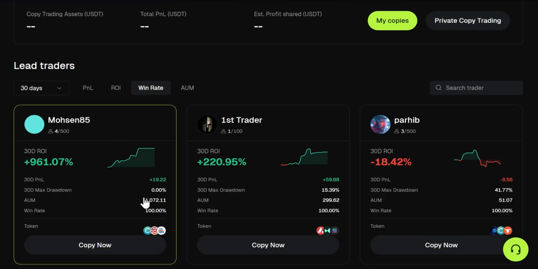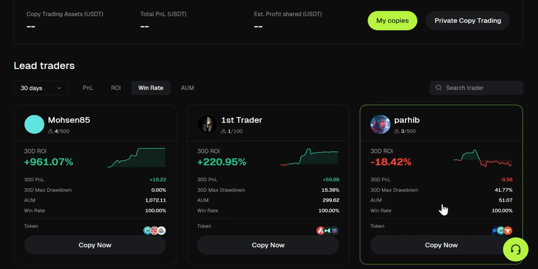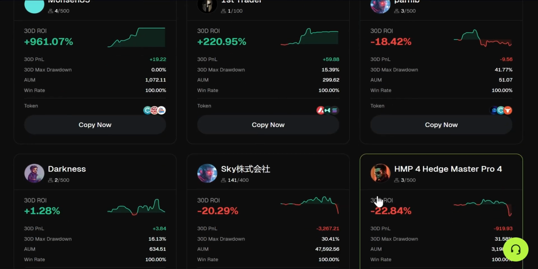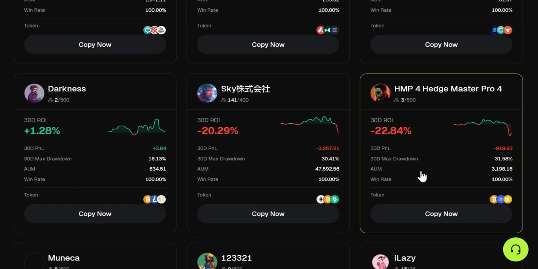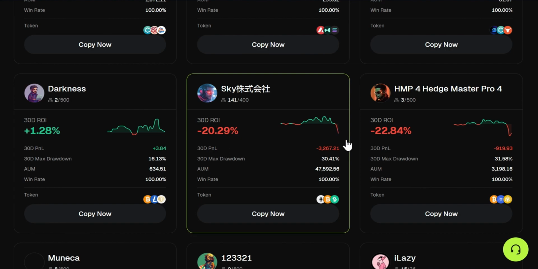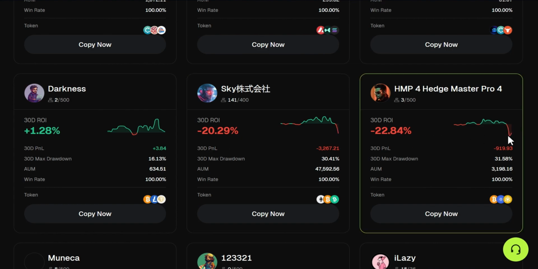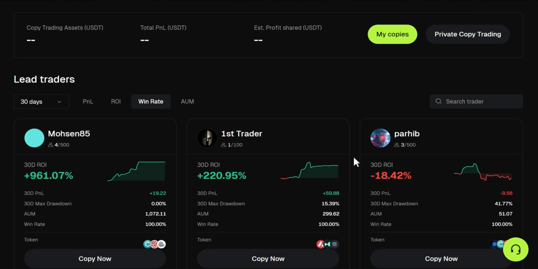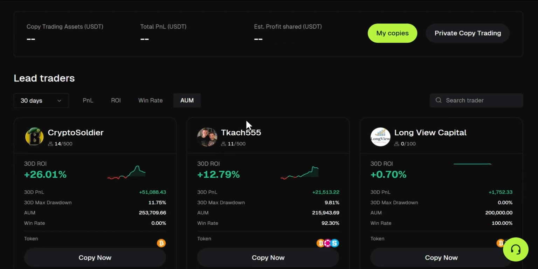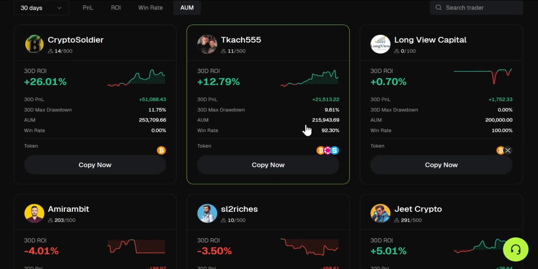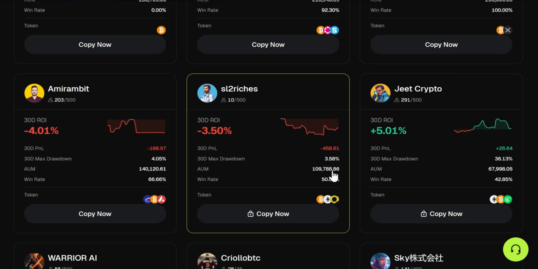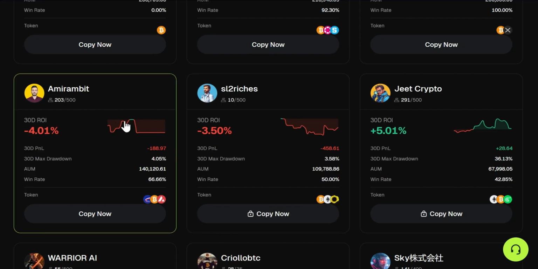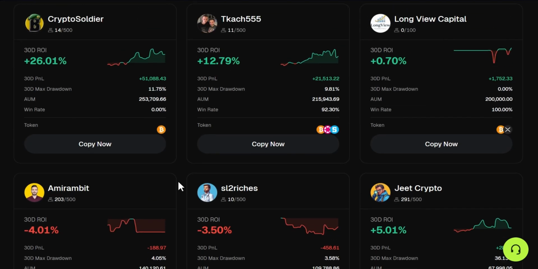Win rate indicates the percentage of trades that made money. At least 50 to 60% is ideal. But do keep in mind that a 100% win rate is usually a red flag. It means they're probably not closing losing trades and letting them run, which can lead to massive losses later. AUM, or assets under management, shows how much total capital is currently copying this trader. Higher AUM usually means more trust from the community, but it can also mean the trader is managing a lot of capital, which might affect their flexibility.